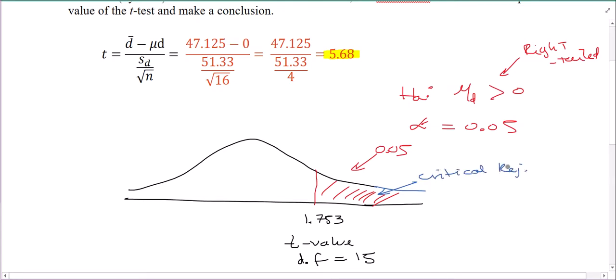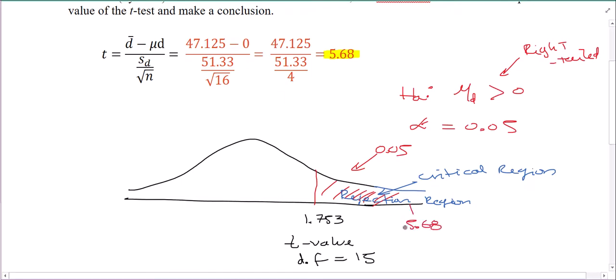Sometimes I call it the rejection region. I started to combine my words there. So this is the critical region, which I also call the rejection region. That means that you reject the null hypothesis if you're in this region. So 5.68 is definitely in here.